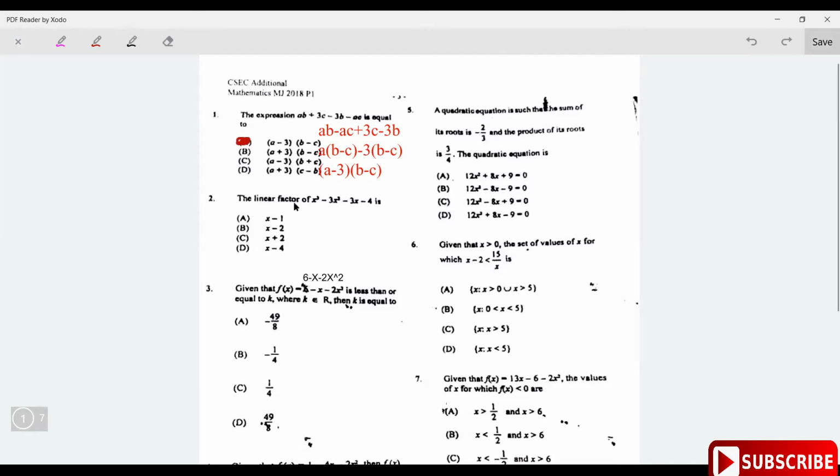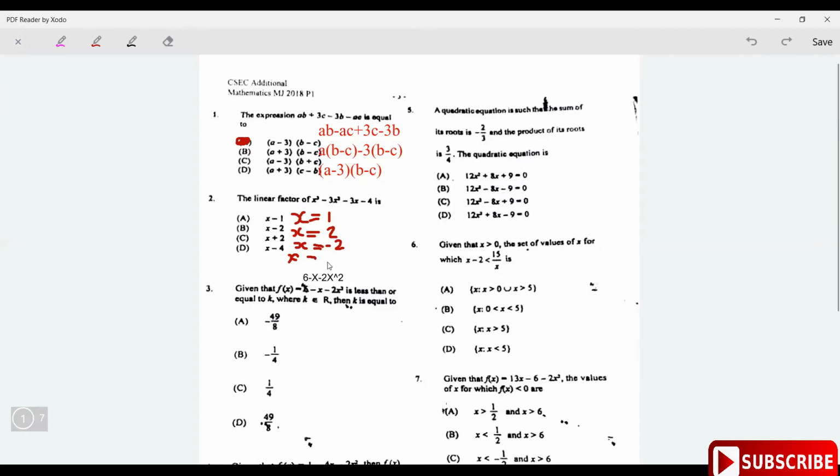The next one says, which is a linear factor of x cubed minus 3x squared minus 3x minus 4? So you need to plug in. Right here, you're going to plug in x equal 1. Right here, you would plug in x equal 2 in this function and see which one gives you 0. So you're just going to try each of these. Right here, you plug in x equal negative 2. And right here, you plug in x equal 4. So let's see which one of them will work.